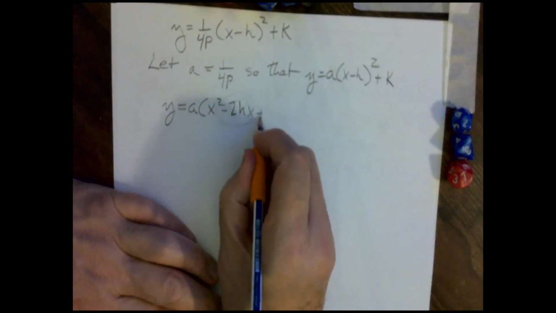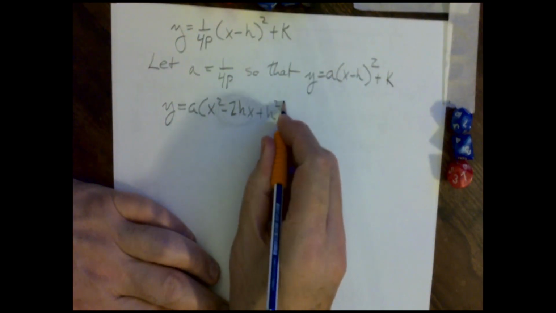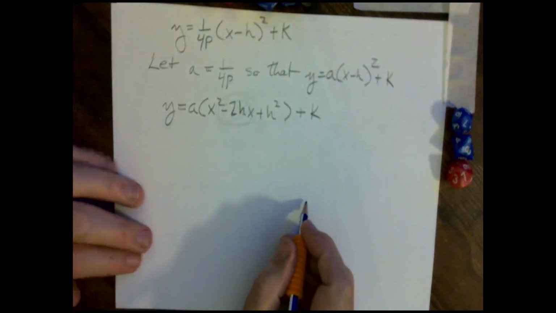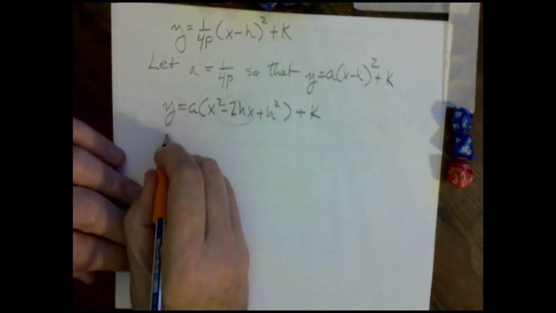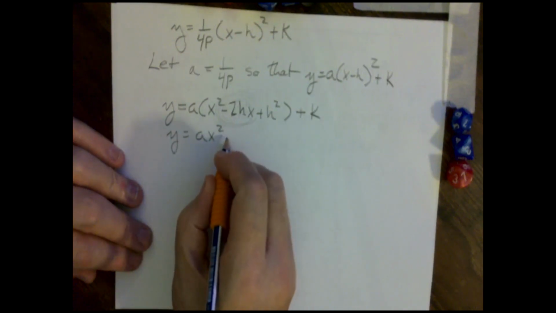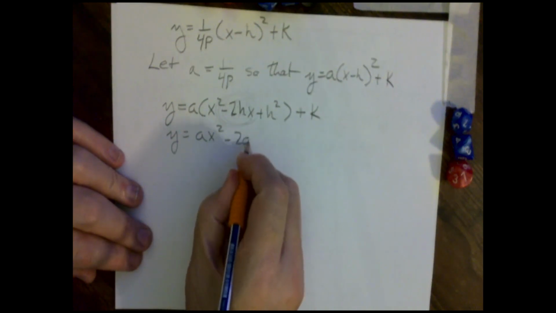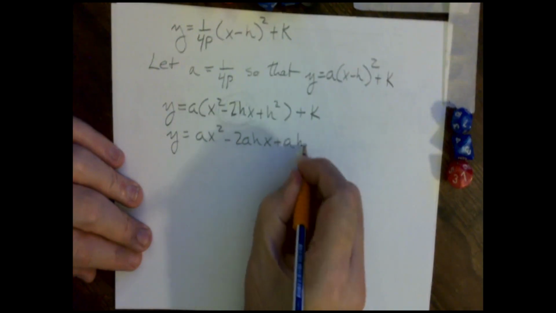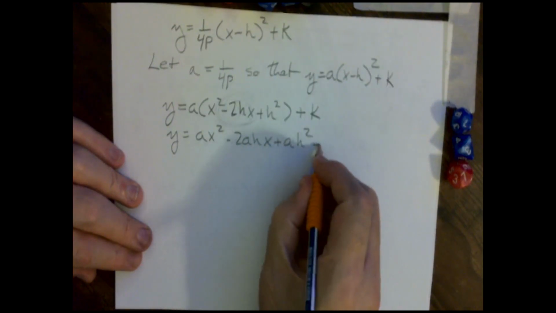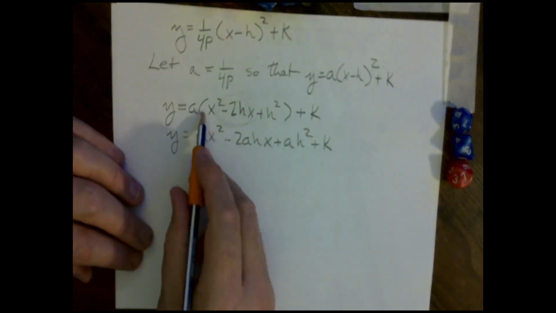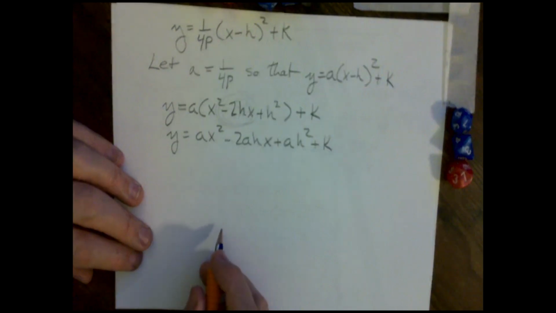And then we have h squared, that plus k. So let's get the a through here. So we have ax squared minus 2ahx plus a h squared plus k. So we got these parentheses off. We distributed this through.